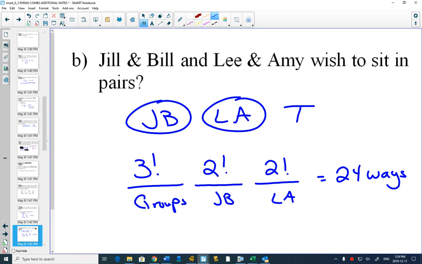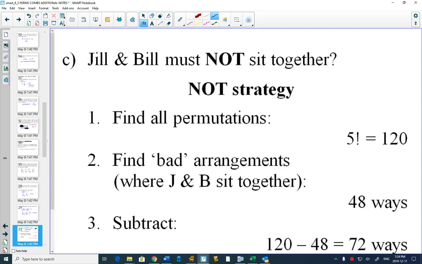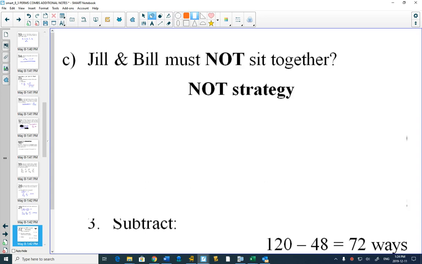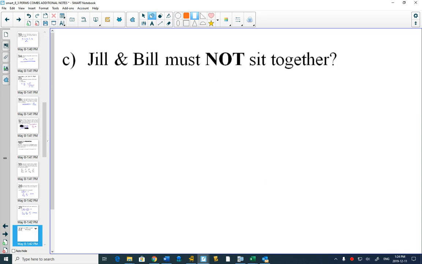Are you ready for part C? Something happened. Not saying Tom was involved, but it might be. But now, Jill and Bill must not sit together. Okay? We're not worried about Lee and Amy. They're sort of on again, off again. They could sit together or not sit together. It's not a big deal. But whatever happens, Jill and Bill must not sit together.